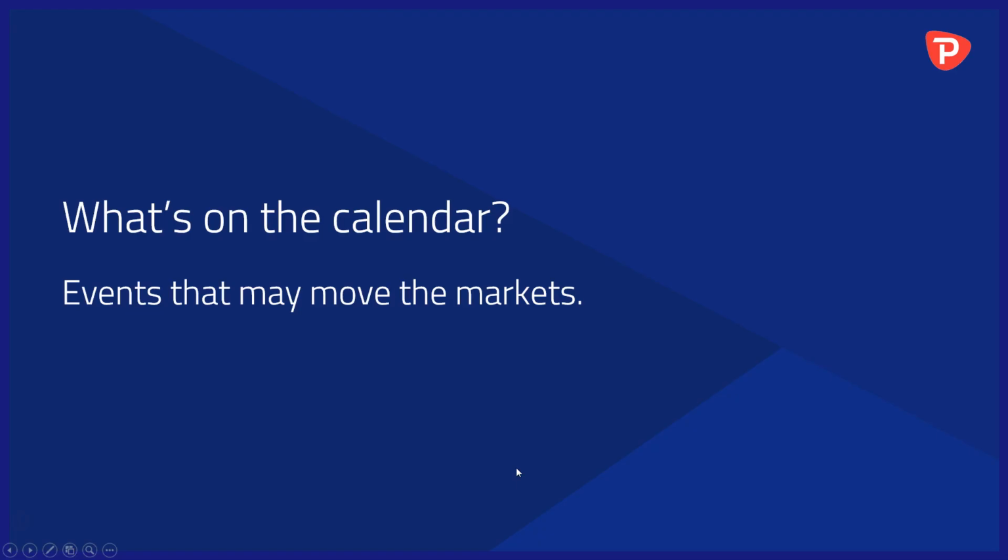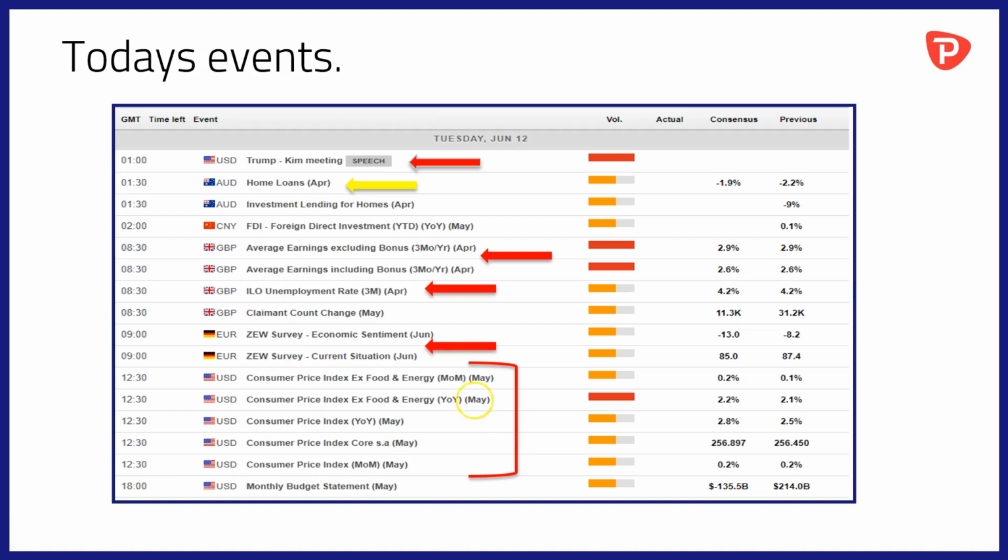What's on the calendar then? Events that may move the markets today. Well, first of all, of course, all eyes on Singapore and the historic meeting between Donald Trump and Kim Jong-un of North Korea, and we'll come to more on that a bit later in the video. In terms of data, we've already had home loans data out of Australia and investment lending for homes in Australia. And then to come today from 8:30 GMT, we'll have average earnings and unemployment data out of the UK, and that's for April. The claimant count change for unemployment, though, comes in for May.